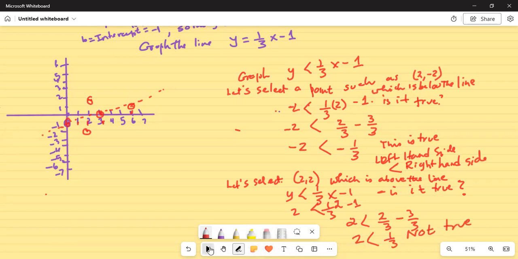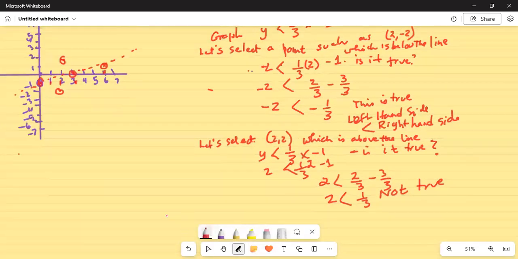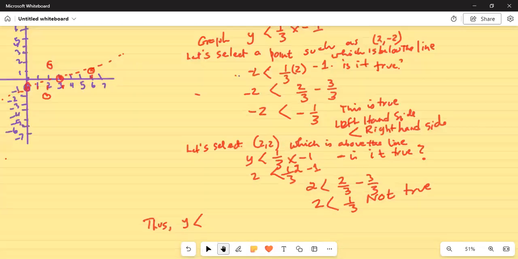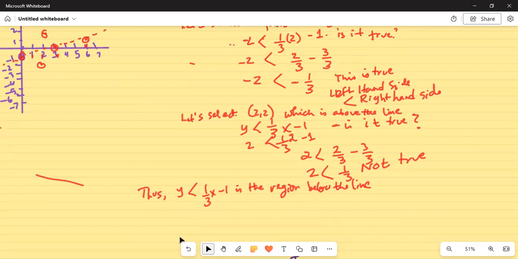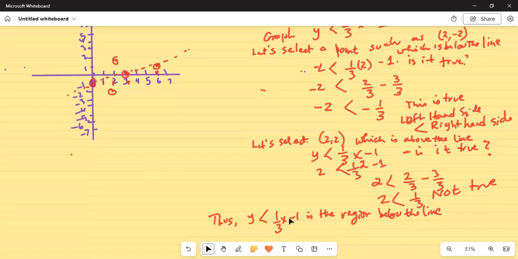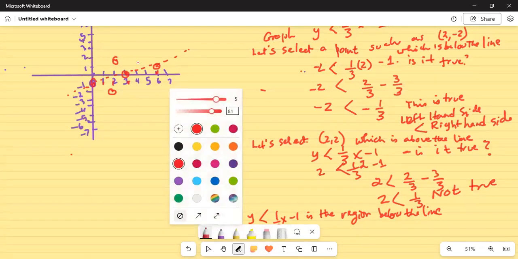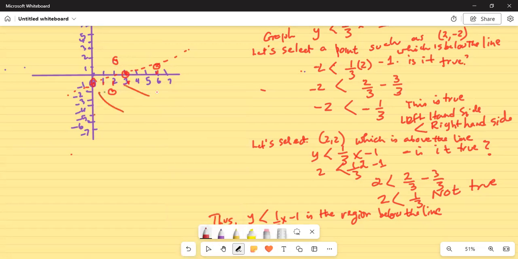Okay, so if I create some space, we are interested, thus, y less than 1/3 x minus 1 is the region below the line. What does that mean? If I go to the picture, oops, sorry. First I'll erase this. So I'm interested in the region below the line. So I'm interested in this region below the line. Okay, not above. So let me draw that clearly.